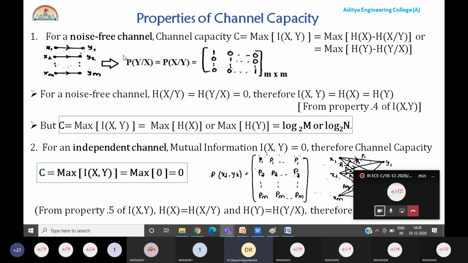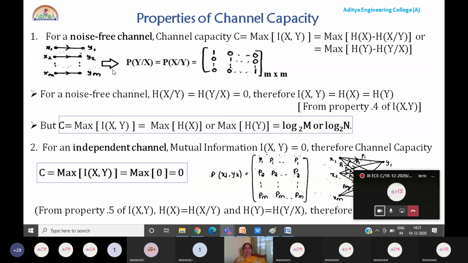Okay, so let us define the conditional probability matrix for a noise free channel. I already stated this in the mutual information. It is always a unity diagonal, because here the x1 y1 probability is maximum, since no data from x1 will move to y2 or y3 or y4 and so on up to ym. Similarly, no data from x2 will reach y1, y3, y4 and so on up to ym. So x2 data will be received by y2 only, and similarly x1 data will be received by y1. Similarly, xm data will be received by ym.